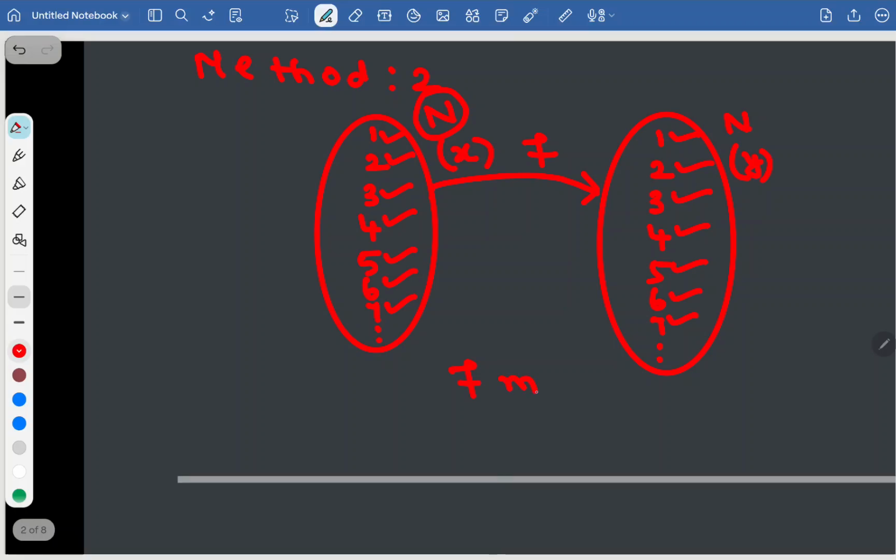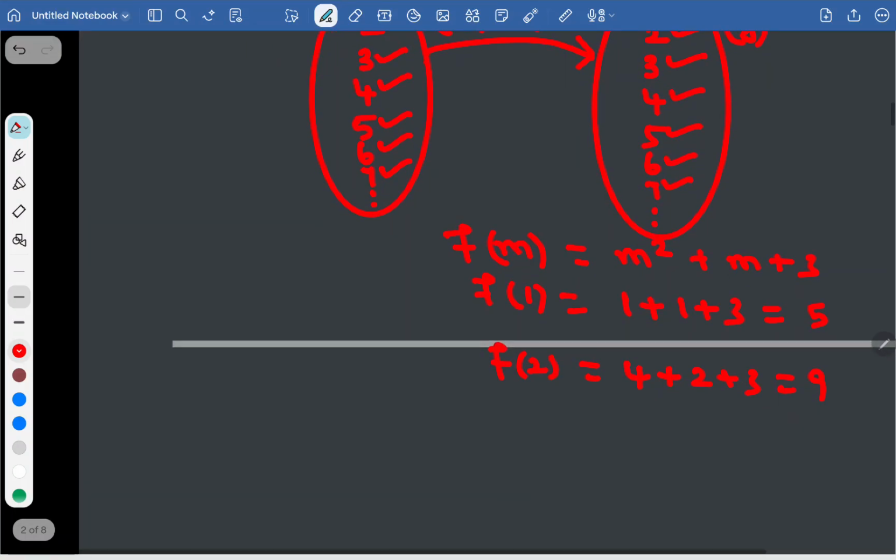Actually, what is given? f of m equals m square plus m plus 3. Find f of 1. 1 square is 1, plus 1 plus 3, which is equivalent to 5. Find f of 2. 2 square is 4, plus 2 plus 3, that is 9. Now I am going to find f of 3. 3 square is 9, plus 3 plus 3, 9 plus 3 is 12, plus 3 is 15.